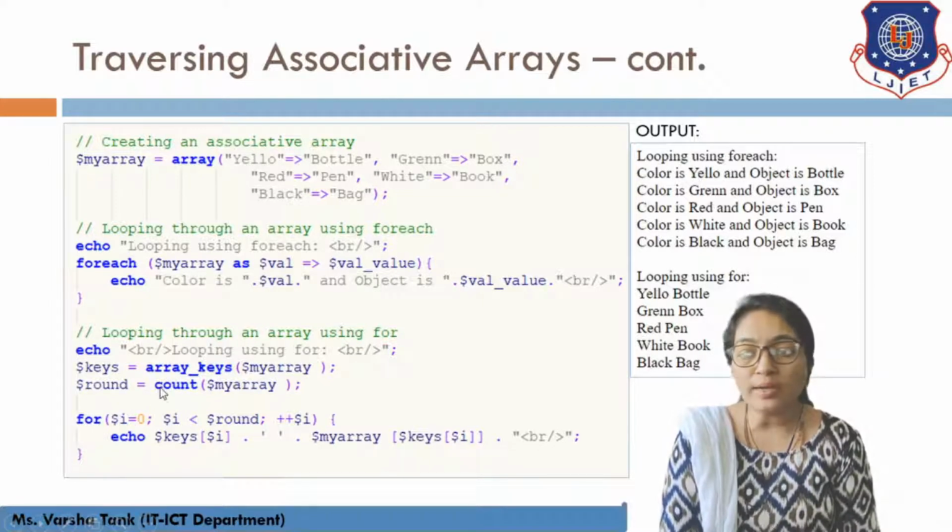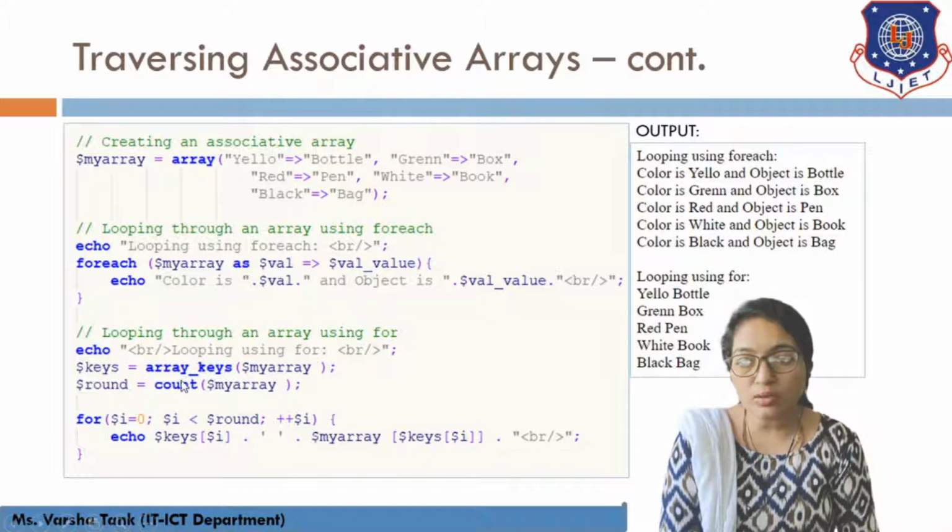Now, using the for loop, how can we define it? For the for loop, you have to do $keys is equal to array_keys($myArray). The array_keys function will return all the keys defined in my array. And $n is the total number of elements, so count of $myArray, the total number of objects, is stored in $n. Now you can display it: $i is equal to 0, $i less than $n, and $i++. So echo $keys[$i], and $myArray[$keys[$i]].